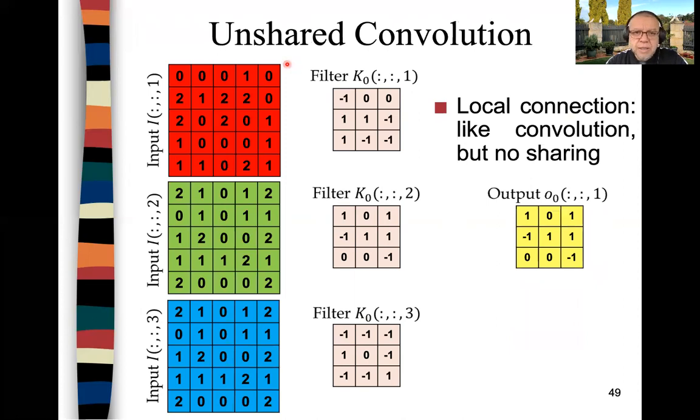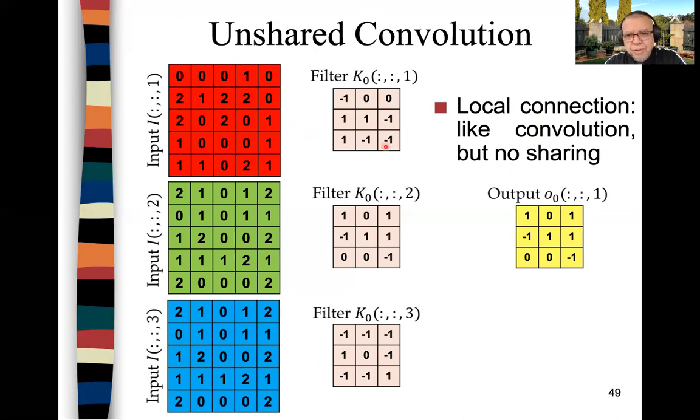Now, that was just the standard convolution. There are other types of convolutions which have shown some success in certain applications. So for example, in the case of the unshared convolution, you have local connections like convolution, but no sharing. So this is similar to the normal convolution, but you don't share the filters.